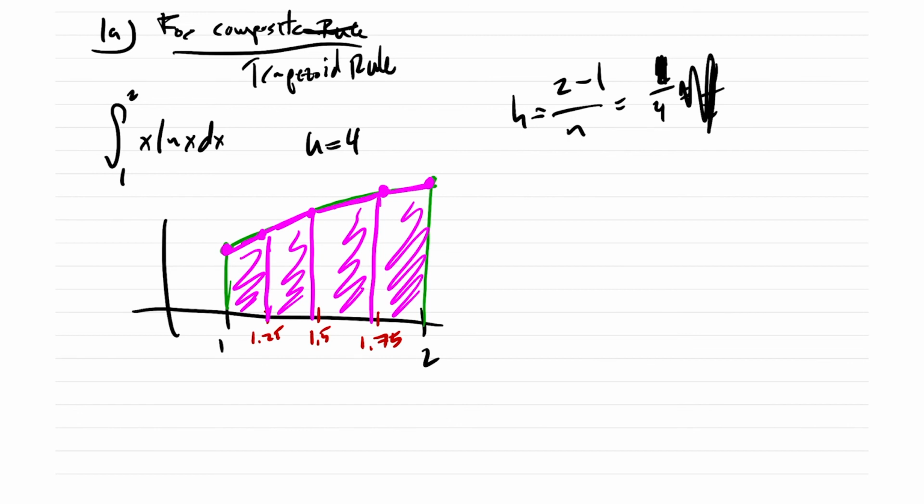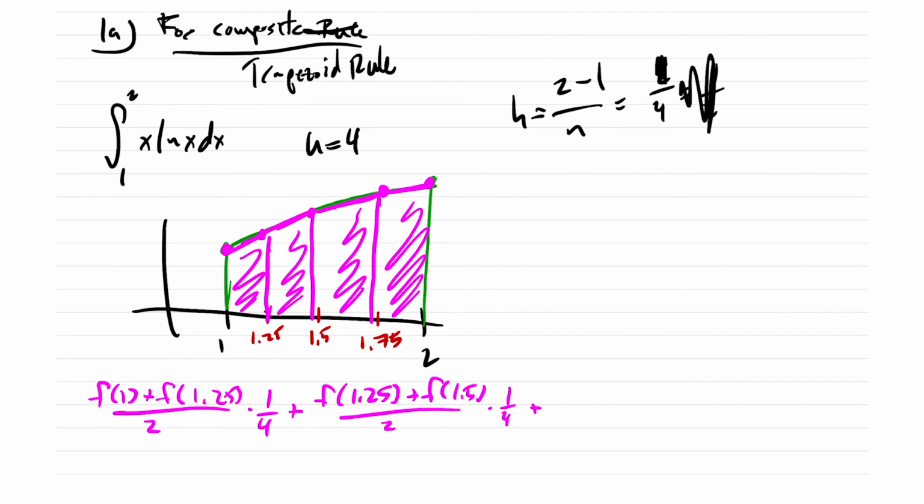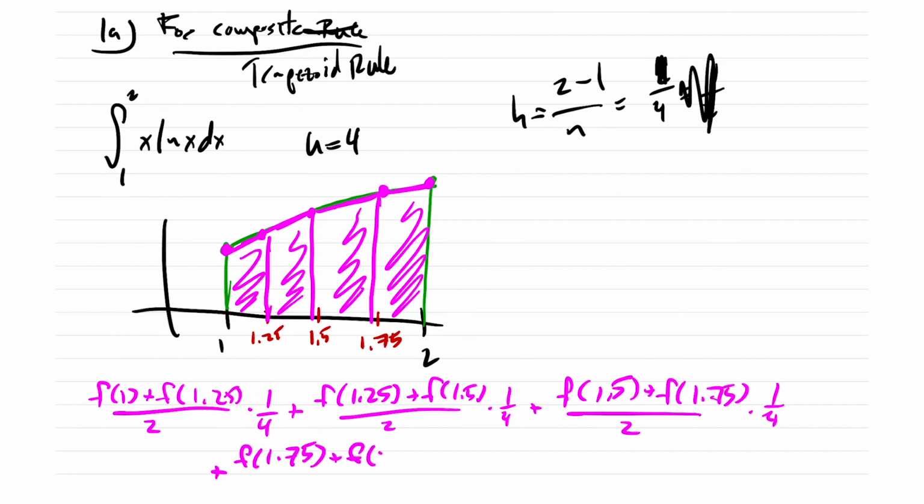Just use those points, and basically we're going to have f of 1 plus f of 1.25 divided by 2 times h, so 1/4, plus f of 1.25 plus f of 1.5 divided by 2 times 1/4, plus f of 1.5 plus f of 1.75 divided by 2 times 1/4, plus f of 1.75 plus f of 2 divided by 2 times 1/4. Whatever this is, that is the answer to that question.